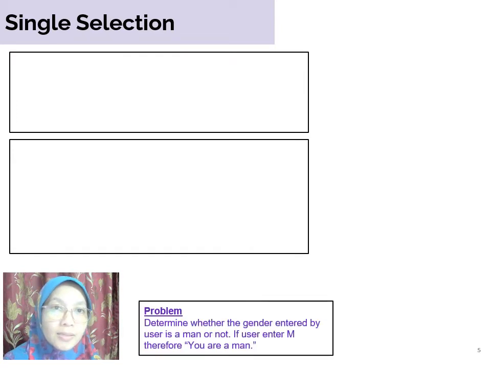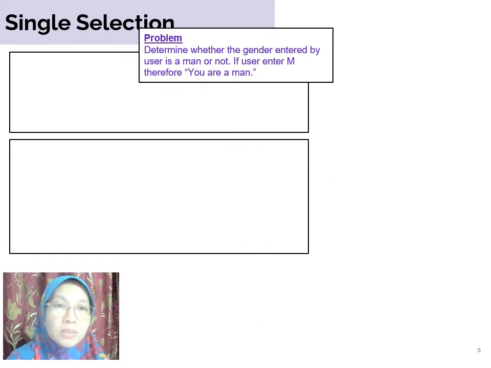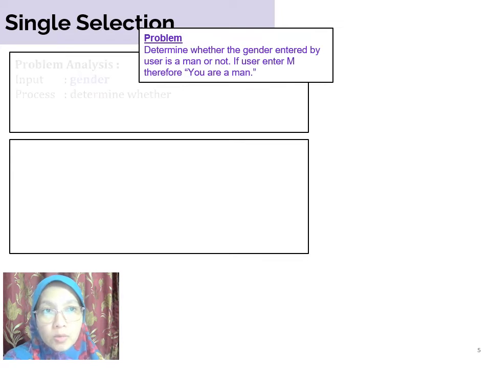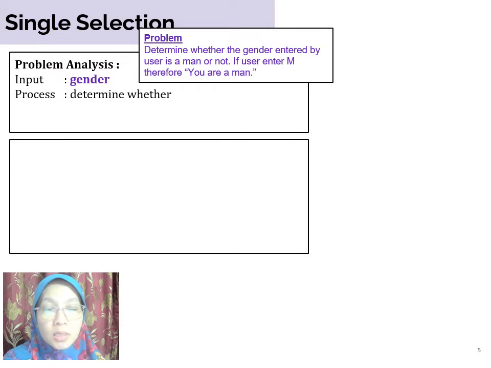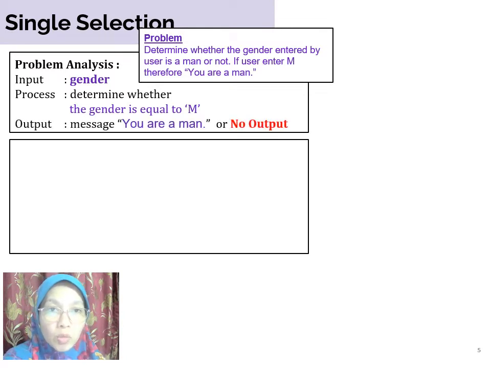Okay, let's try another example. The problem is to determine whether the gender entered by the user is a man or not. If the user enters M, therefore you are a man. So let's see how you do the problem analysis. Input is gender, process is to determine whether the gender is equal to M. Output is the message you are a man, or no output.